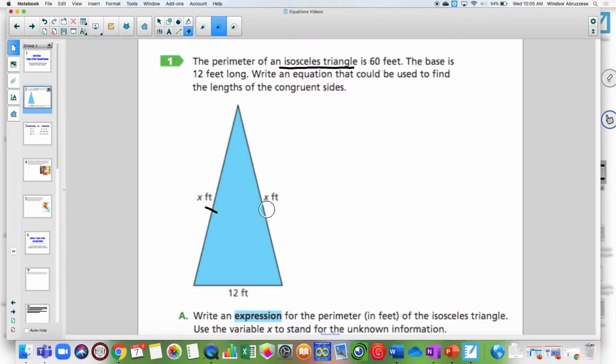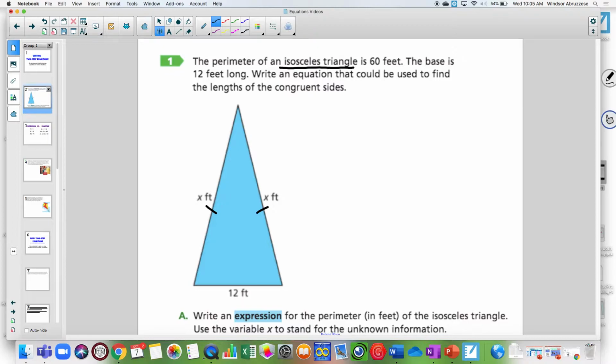Let me erase this as to not confuse you. So I have two side lengths that are congruent and they're unknown lengths. So it says x feet. Okay, I'm working with feet. And then the base of the triangle is already labeled for me and it's 12 feet.